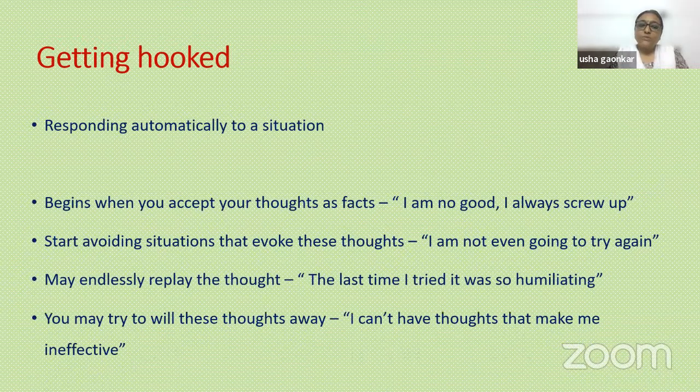Then you may as well try to will these thoughts away. Like I can't have thoughts that make me ineffective. So sometimes you just want to brush it under the carpet. You don't even want to dwell on these thoughts because it makes me ineffective or it makes me sad. This is what I spoke to you all about, accepting the thoughts. When you don't accept, you're just brushing them under the carpet and suppressing them and storing them for them to come out at a later stage. All right.